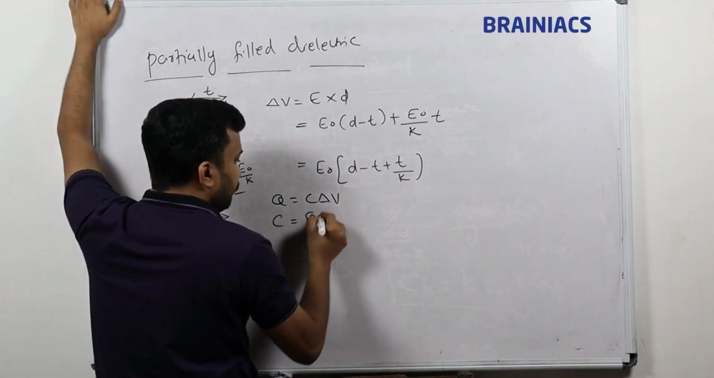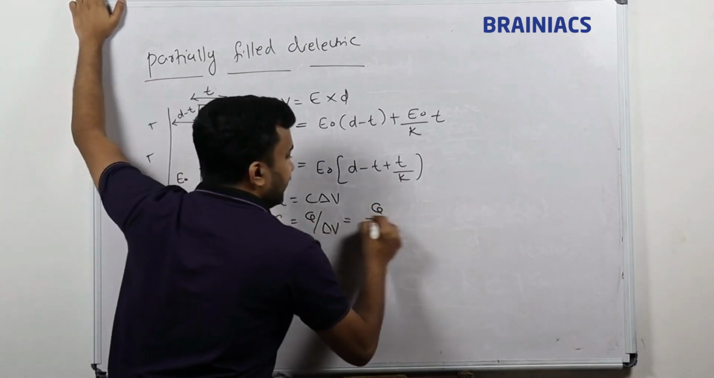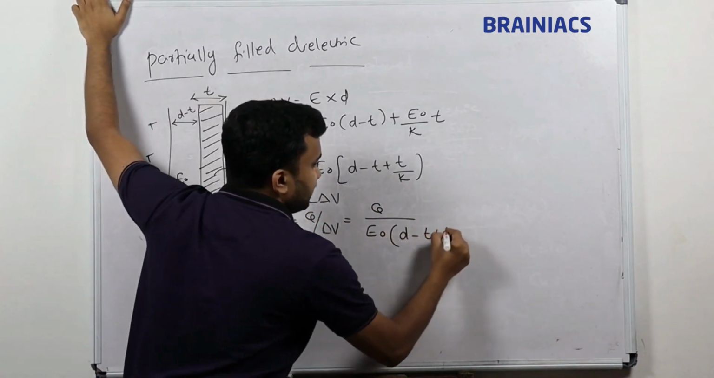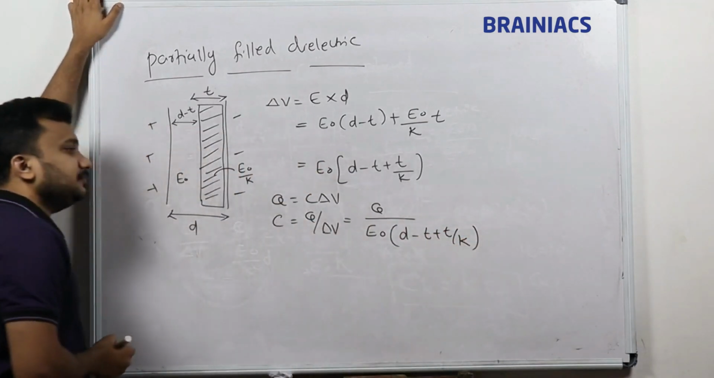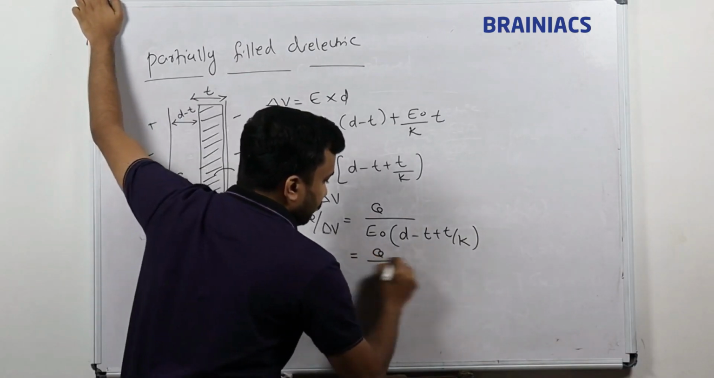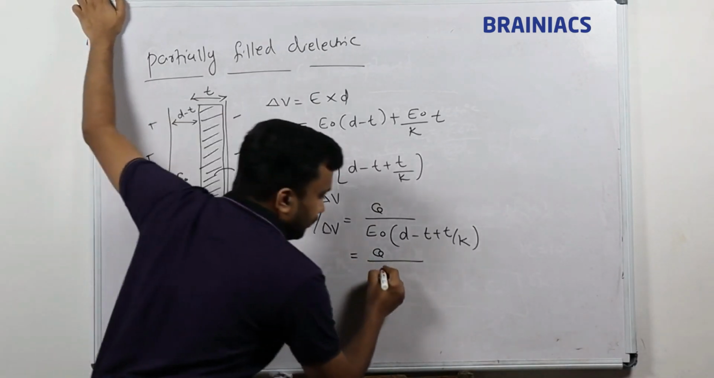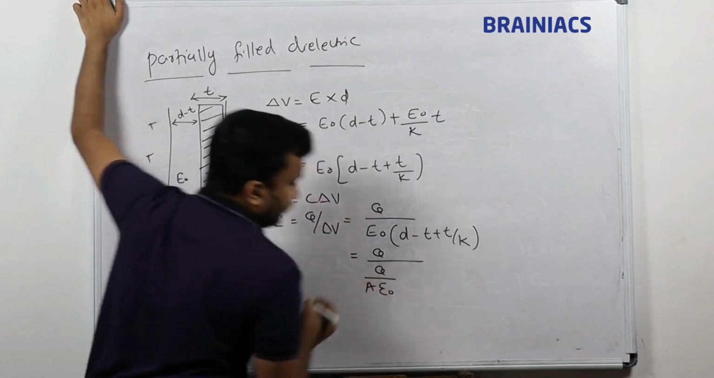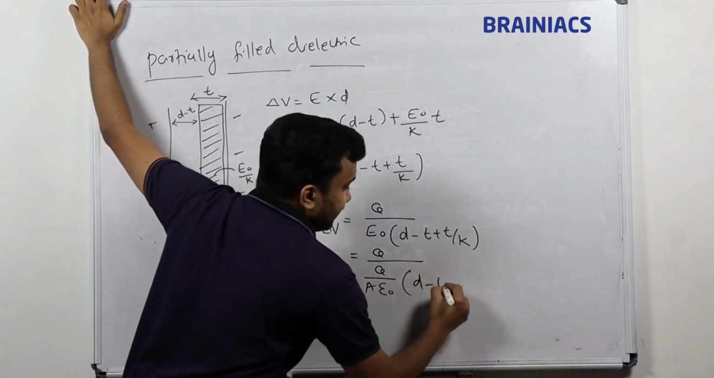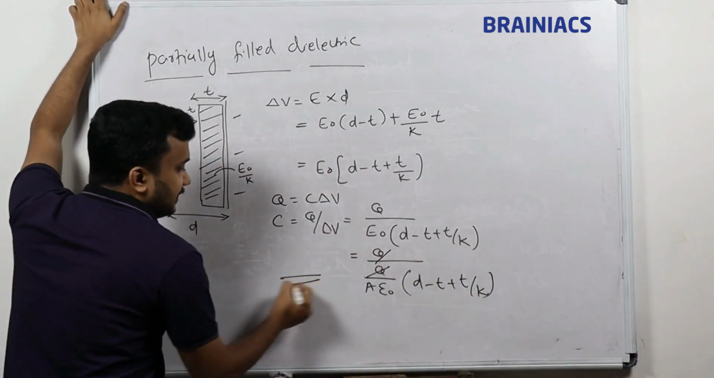So C will be equal to Q divided by delta V. We are substituting Q divided by delta V, where delta V is E0 into (D minus T plus T divided by K). We are substituting for E0, as we know this formula: Q divided by, Q means what? Sigma divided by epsilon 0. So Q divided by A into epsilon 0, since instead of sigma I am substituting charge by area, and D minus T plus T divided by K. Q and Q will get cancelled, and the balance steps I am writing here.